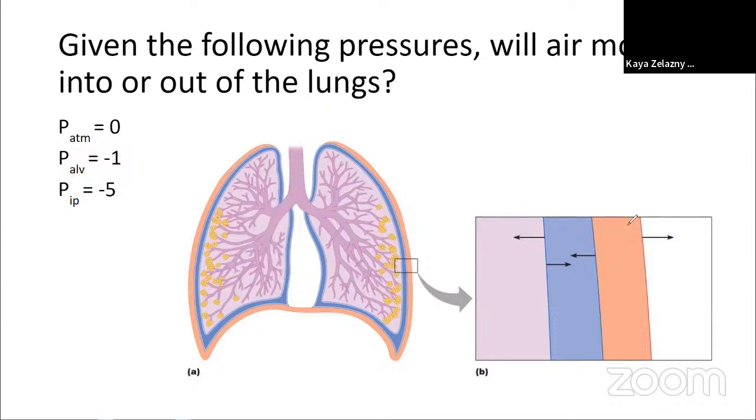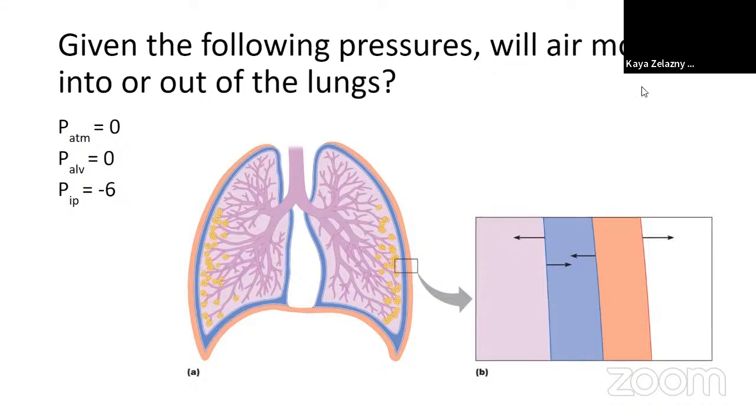We're looking at the pressure outside, so that's the atmosphere, versus inside the lung, the alveolar. And to answer this type of question, we don't need to worry about the pressure of the intrapleural space. Right? So, change the number here.